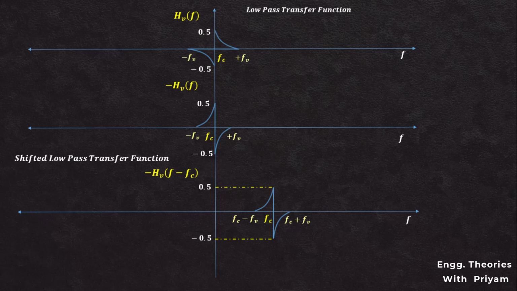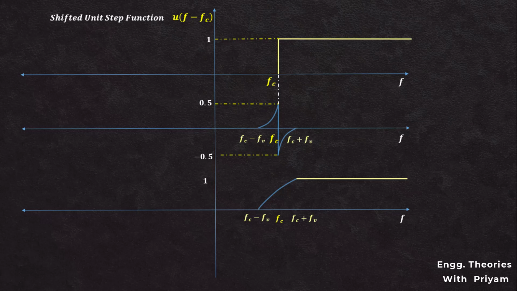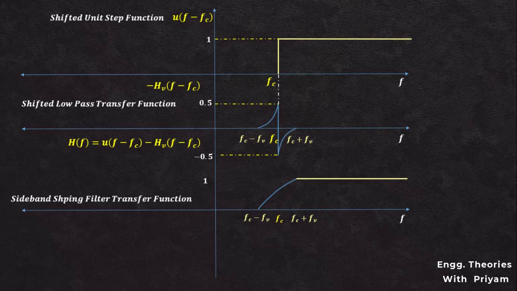Now we have determined both U(f - f_c) and -H_v(f - f_c). From these two, we can obtain the transfer function H(f) of the sideband shaping filter. According to the condition of H(f), these two terms, U(f - f_c) and -H_v(f - f_c), need to be added together in the frequency domain to find H(f). For the frequency minus infinity to f_c - f_v, both of the signals have the value 0, so the value of the transfer function H(f) is equal to 0.